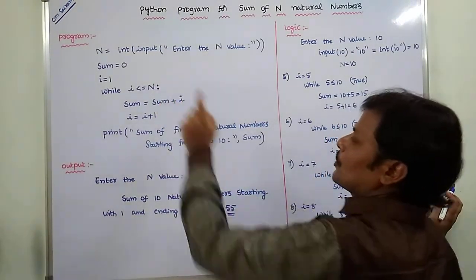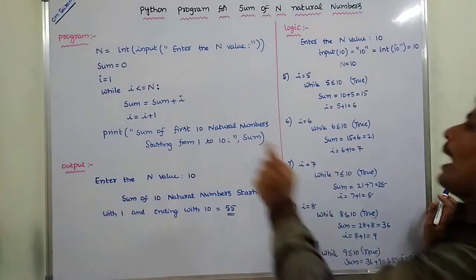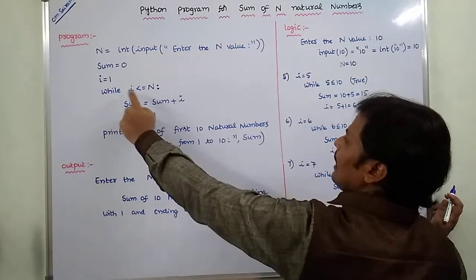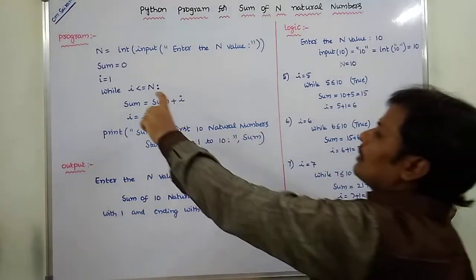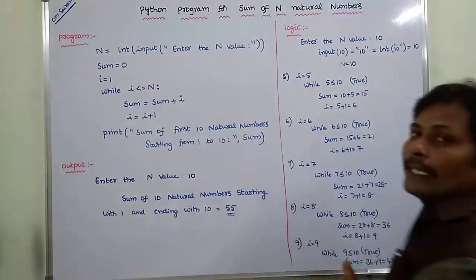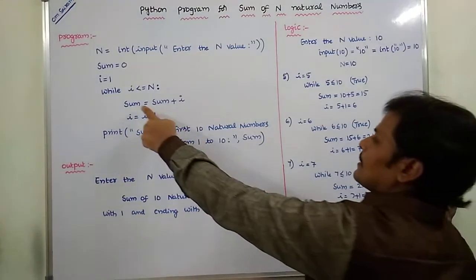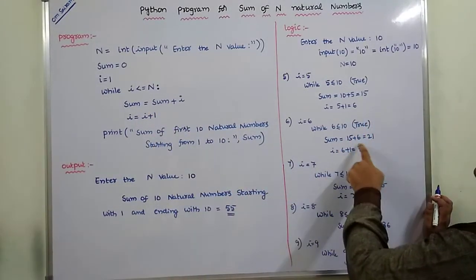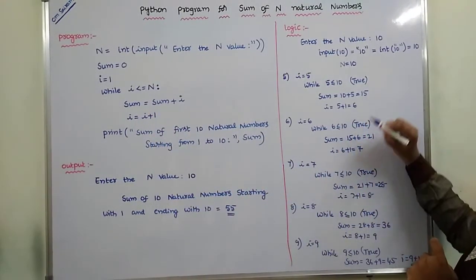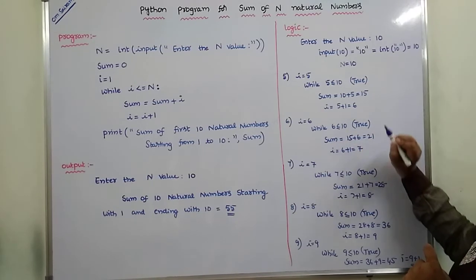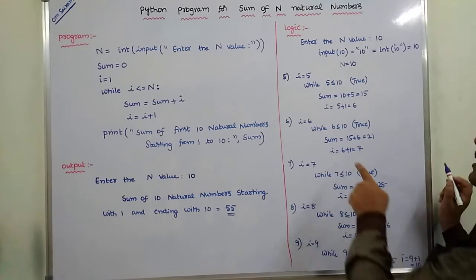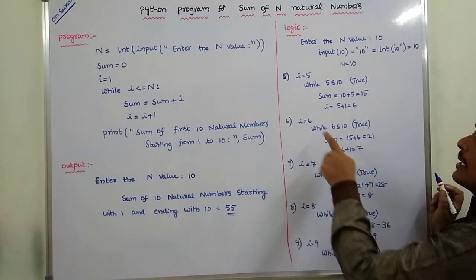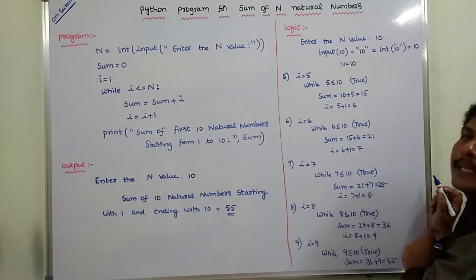Again control goes to the while loop. Now I is equal to 6, while 6 is less than or equal to 10. Condition true. Then the control goes to the statement within the body of the while loop. Sum is equal to sum plus I. In the previous step, sum value is 15 and I value is 6. 15 plus 6 is 21.